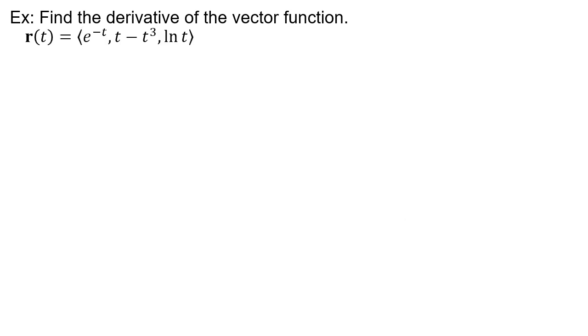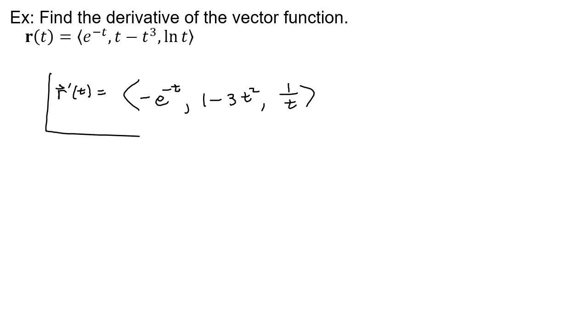Let's do another one. Here, no rewriting involved. I can just jump in and start taking the derivative. The derivative of e to the negative t is negative e to the negative t. The derivative of t minus t cubed would be 1 minus 3t squared, and natural log t would be 1 over t. And that's pretty much it. I'll just leave it just like that.